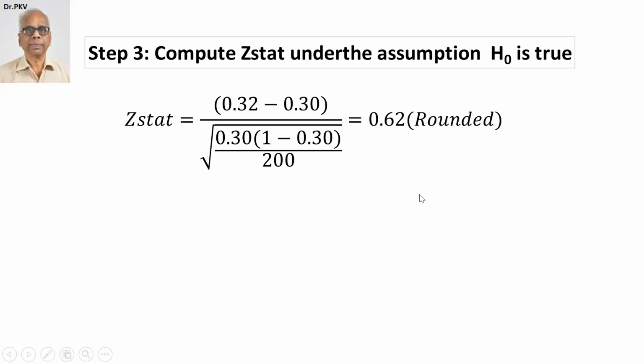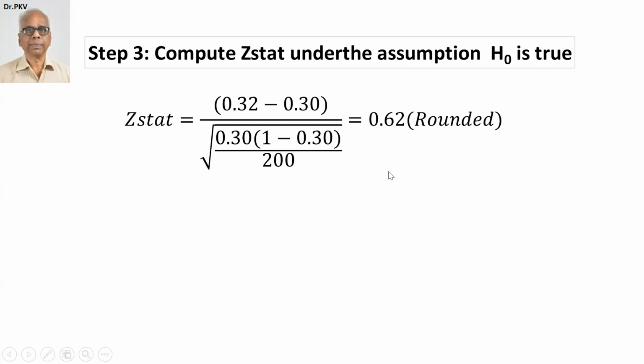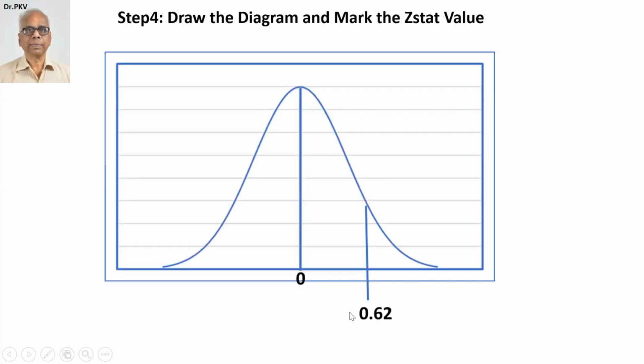The fourth step is draw the diagram and mark the Z-stat value. All of us know Z follows a normal distribution with mean 0 and standard deviation 1. The Z stat value which we have calculated in the previous step is 0.62. So we mark it here, 0.62. Anything more than 0.62 till the end will be the p-value. So the fourth step involves just marking the Z stat in the diagram.